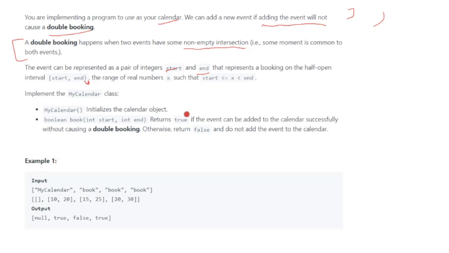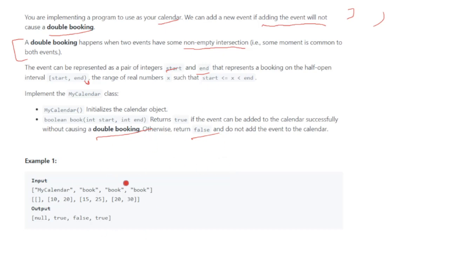So what do we have to implement? We have to implement the MyCalendar class, where the MyCalendar constructor initializes the calendar object, and a function that returns true if the event can be added, meaning there are no double bookings, or returns false. That's what we have to do.